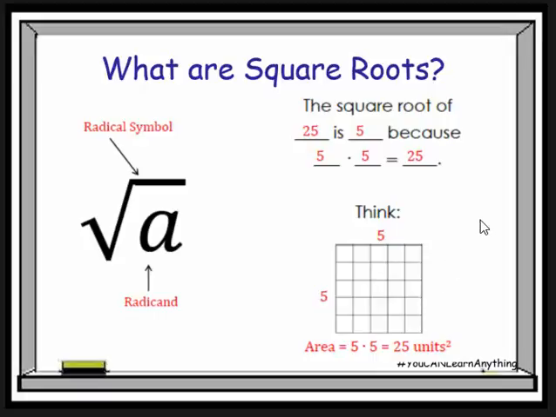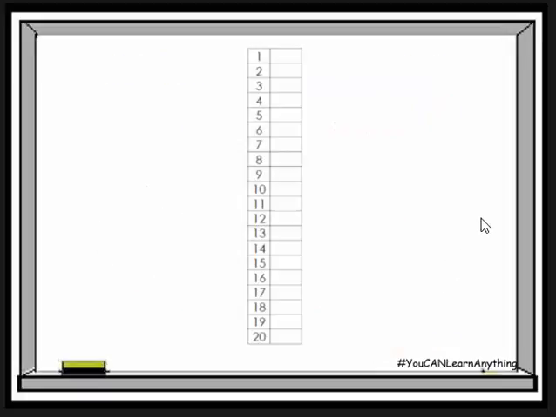Alright? Now, one of our learning objectives is to know the squares from 1 to 400. So that means our square roots go from 1 to 20. So let's go through them real quick. Pause the video to catch up here.